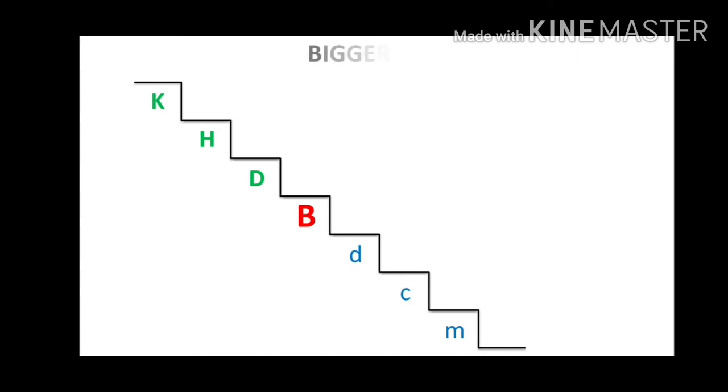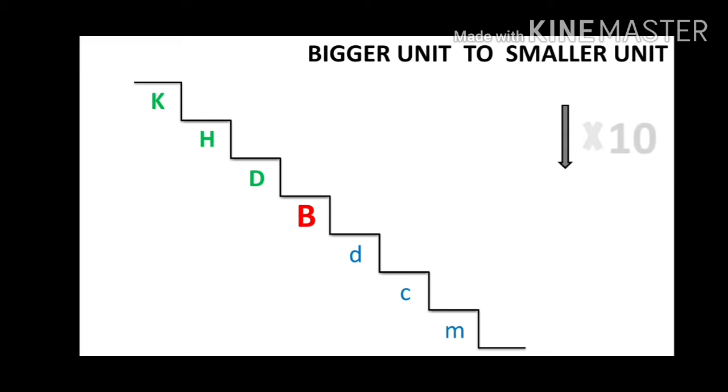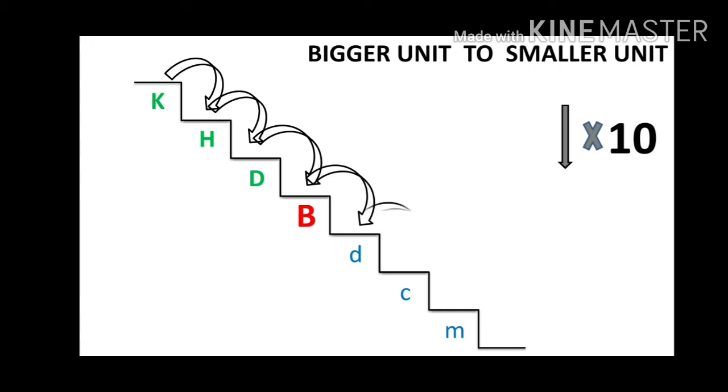So we can say bigger unit to smaller unit. Whenever bigger unit to smaller unit, we always multiply by 10. Every unit, that means every step you come down, we have to multiply by 10.